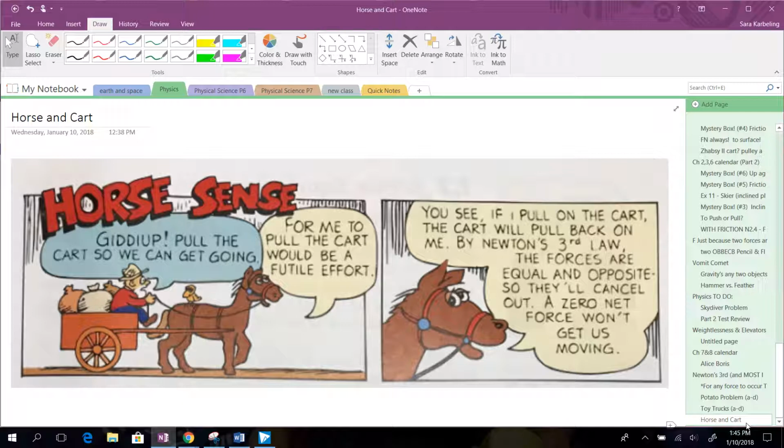So he says, "It's not worth me trying to pull on the cart. If I pull on the cart, the cart's gonna pull back on me." Newton's third law, right? The horse pulls on the cart, the cart's gonna pull on the horse. How are the forces gonna compare? They're gonna be the same, aren't they? It's a Newton's third law pair. But what about the mass? A zero net force is not gonna get us to go anywhere.